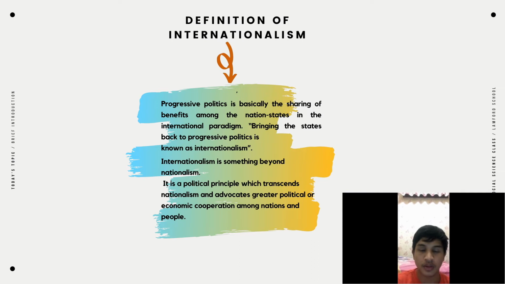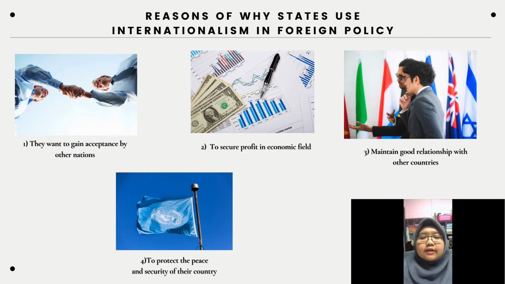Or in another sense, internationalism is associated with other political movements and ideologies, but can also reflect a doctrine, belief system, or movement in itself. There are four main reasons why states use internationalism in foreign policy. The first reason is they want to gain acceptance by other nations.